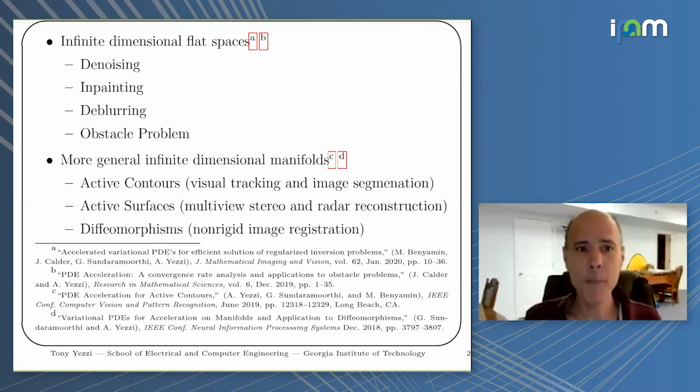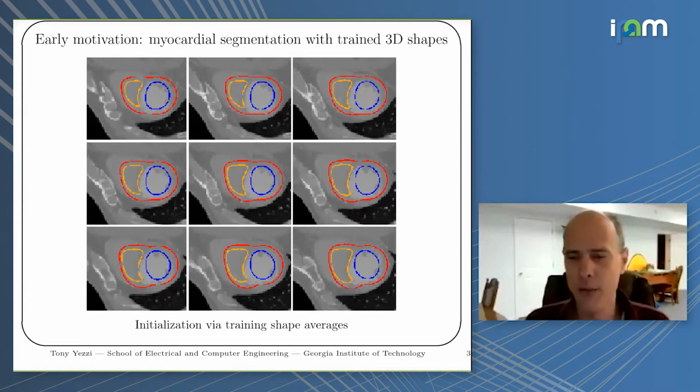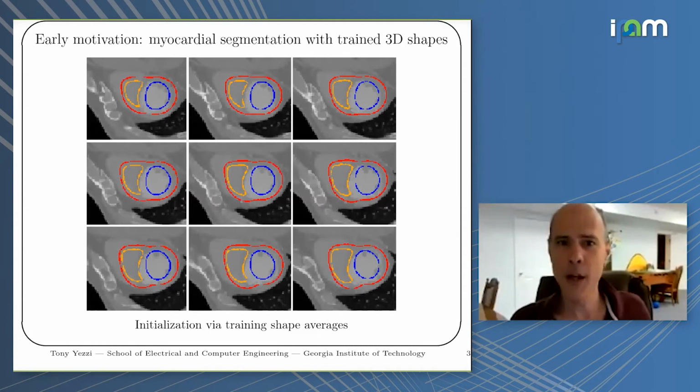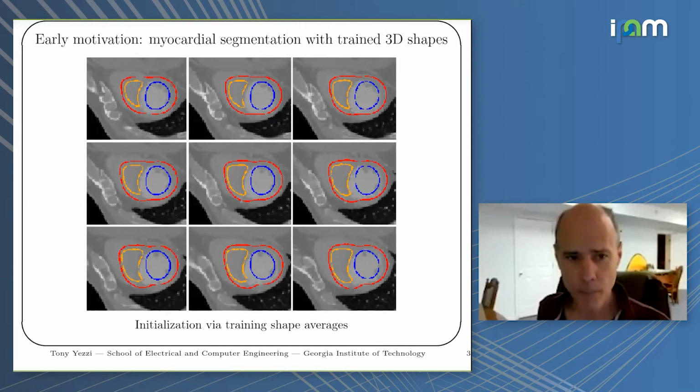So let me quickly go through the problem we were working on several years ago that caused us to stumble onto this, and it has nothing to do with PDEs, at least not on the surface. We were looking at doing myocardial segmentation in 3D with trained 3D shapes. What you see in this example is the initialization of an automatic segmentation algorithm, and you can see that humans can do a fairly good job of seeing where the left ventricle is. These are contrast enhanced CT images.